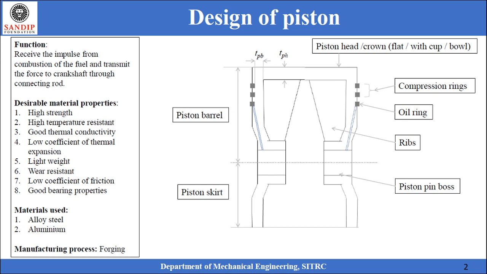impulse from the combustion. Since it is exposed to a lot of heat from combustion, it should have very good temperature resistance. As some amount of heat is transferred to the piston, in order to avoid overheating of the piston, this heat should be dissipated to the surrounding components as quickly as possible. Therefore, the piston material should have good thermal conductivity.